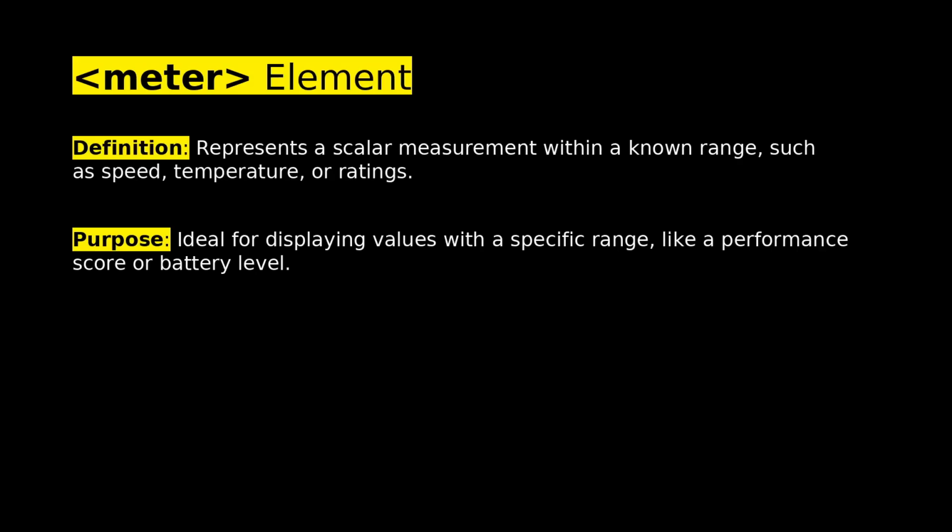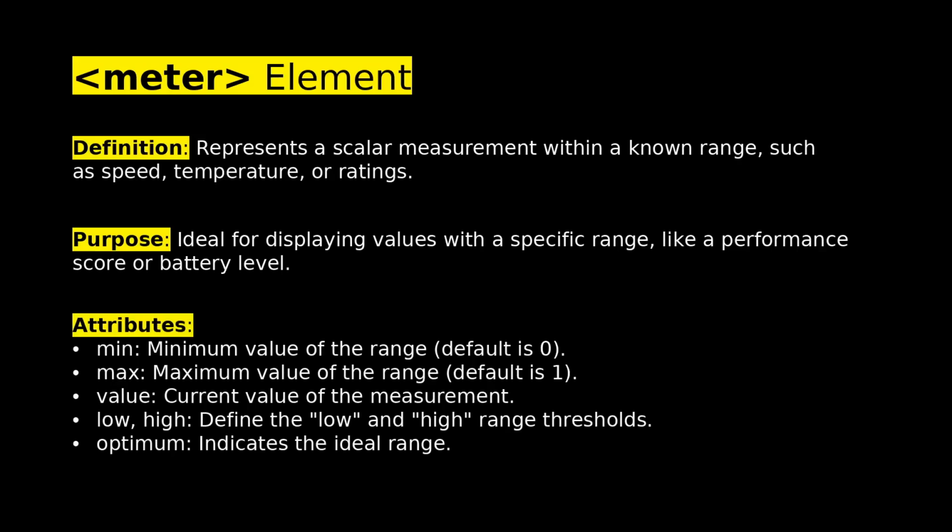Now, the meter element has multiple attributes. We have the min attribute, which specifies the minimum value of the range. The default is 0. This sets the lower bound of the meter. We have the max attribute, which specifies the maximum value of the range. The default is 1. This sets the upper bound of the meter. And we have the value. It indicates the current value within the defined range. This is the value being measured or displayed.